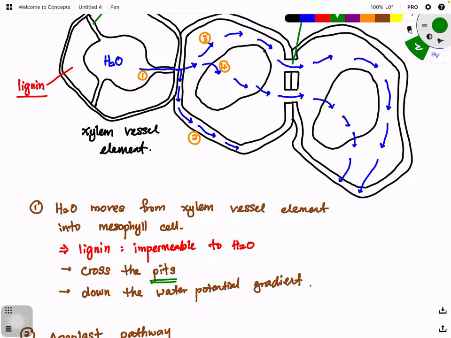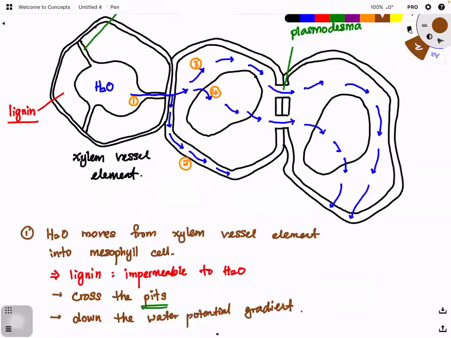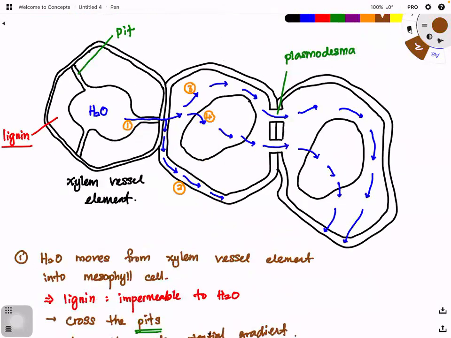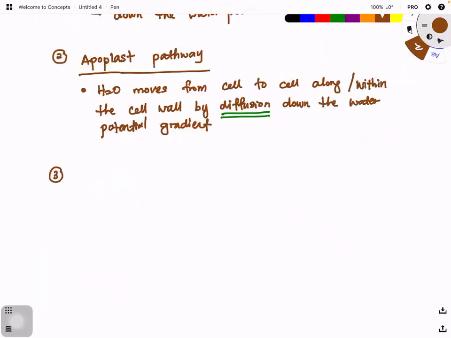How about number 3 and number 4? I'll put them together. Number 3, you can see, is along or within the cytoplasm. So number 3 is termed the symplast pathway, or some books use the word symplastic pathway. That means no problem for you to use symplast or symplastic pathway. And number 4, what's number 4? Number 4 is the vacuolar pathway.